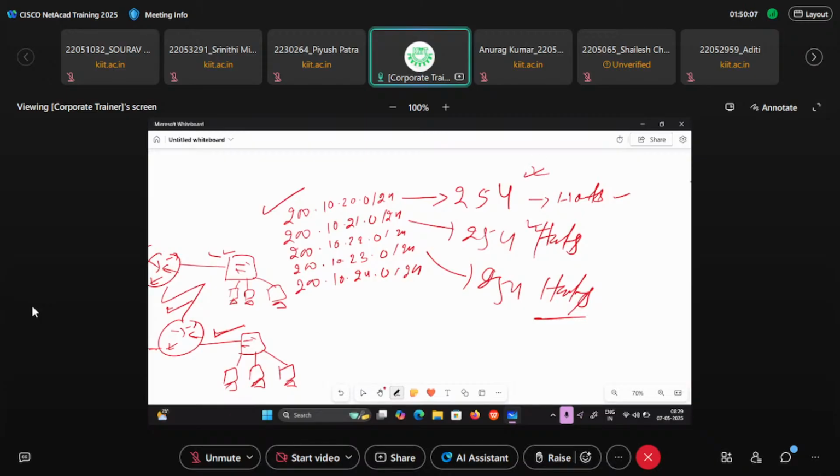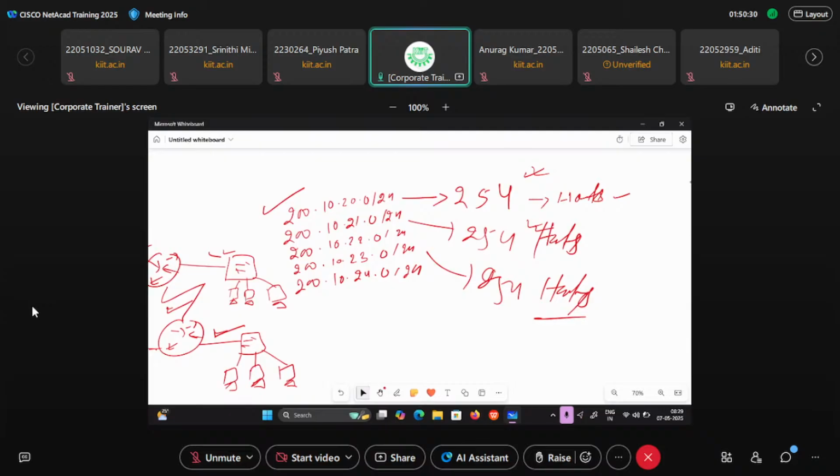254, right? But maybe I have a requirement of less number of hosts. Why create so many different class C or class A or class B networks, because in each and every network you can configure a huge number of hosts, and you are unnecessarily wasting, because that many hosts you are not going to configure. You are unnecessarily wasting those IP addresses, right?